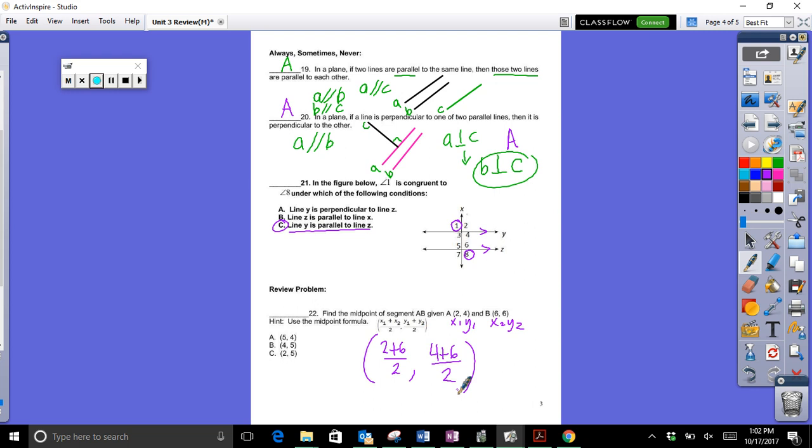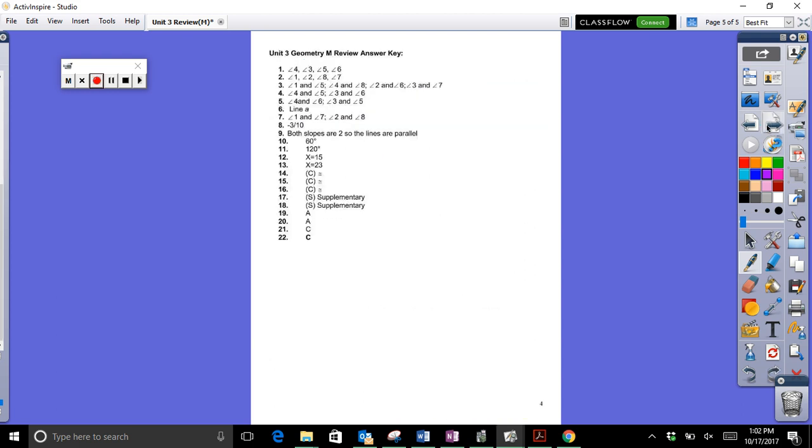So our x is going to be 2 plus 6, which is 8, divided by 2, and then we have 4 plus 6, which is 10, divided by 2. And finally, our ordered pair should be 8 divided by 2, which is 4, and 10 divided by 2, which is 5. So 4, 5. That should be B. Okay, and that's it.